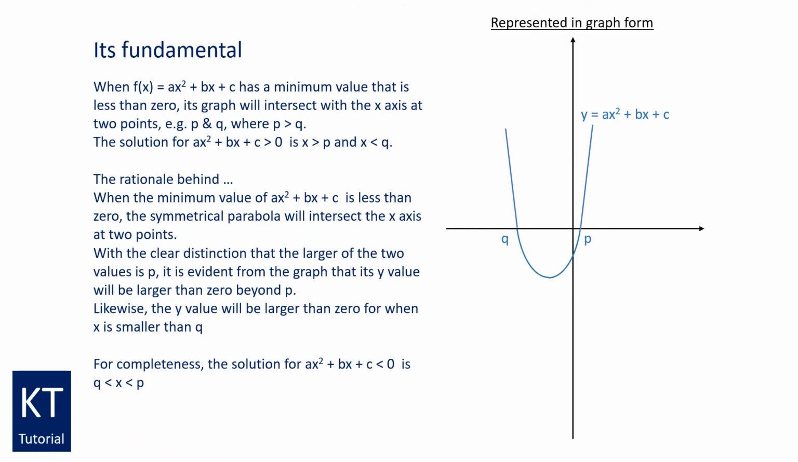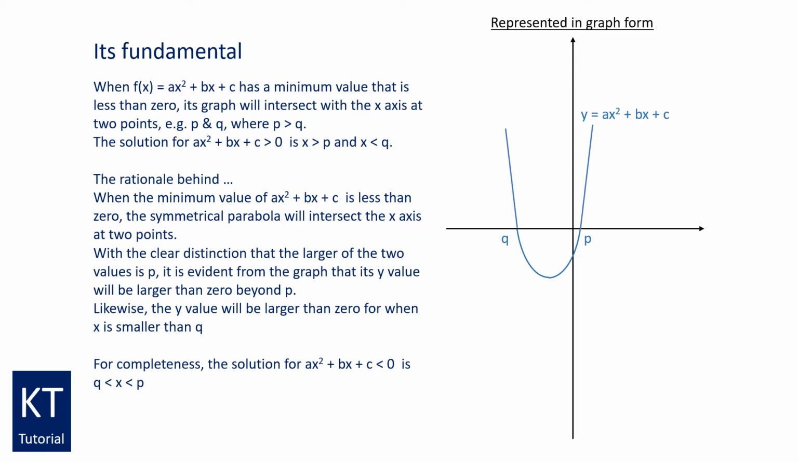With the help of the graph on the right hand side, when a quadratic function takes the form that has a minimum value that is less than 0, its graph will intersect with the x-axis at 2 points. Let's call these P and Q for now, where P is the larger of the two. In all such instances, the solution for the inequality representing the same notation would lead to x being larger than P or x less than Q.